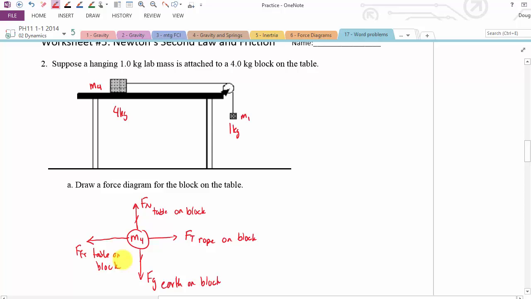Alright, so that's cool. I'm also going to do a force diagram for mass M1. So that's FG. I'm going to call it FG1, earth on M1, and I'll call this force of tension, rope on M1. Okay, so we have two force diagrams.